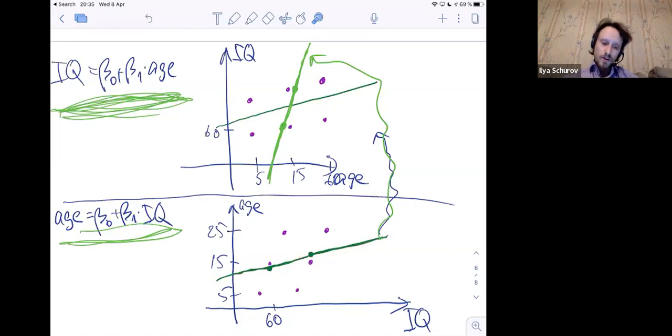But if I look at this picture from the point of view of the original picture, if I draw this line that corresponds to this dependence here, it will look like there is a very large dependence between IQ and age, that if I increase age slightly, then IQ should increase very fast.